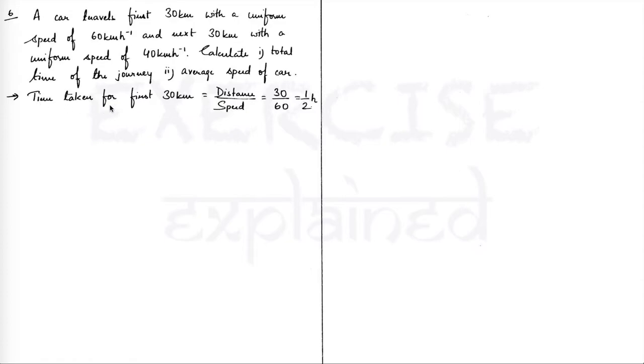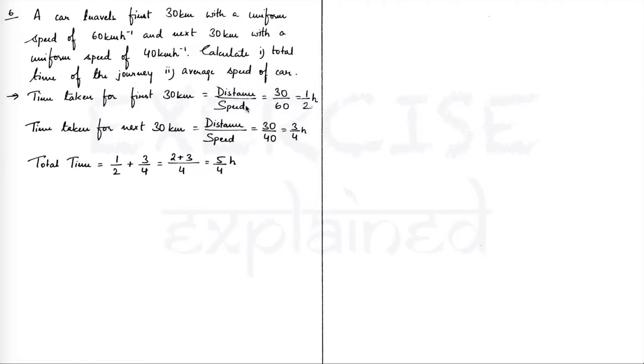So I can write time taken for first 30 kilometers is equal to distance by speed. So the distance is 30 and the speed is 60, so we get it as 30 by 60, that is half an hour. So 1 by 2 hours. Now we can find the time taken for next 30 kilometers. That's again going to be distance by speed. This formula comes from speed is equal to distance by time. So time will be equal to distance by speed. So that is 30 by 40. So that is 3 by 4 hours.